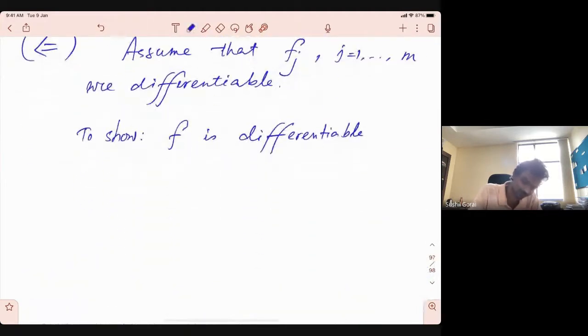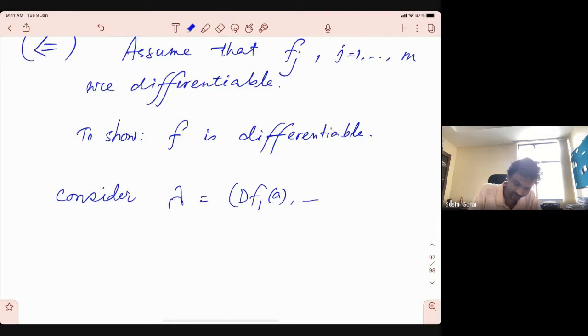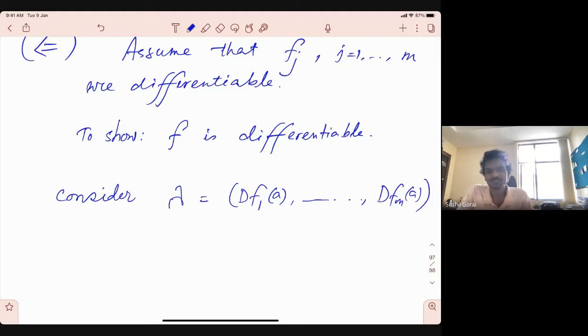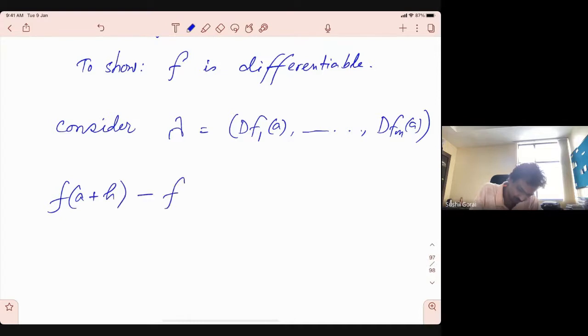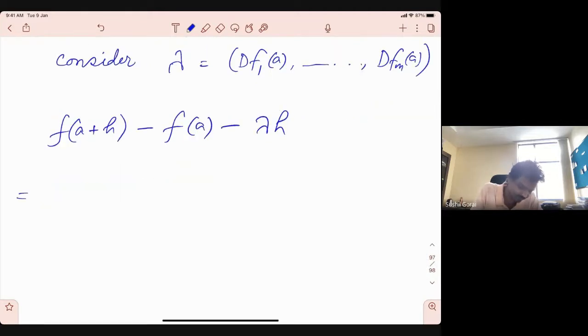We formulate this because we have the Tj's. So we consider lambda equal to (df1 at a, ..., dfm at a), so that should be T1, T2, ..., Tm. Now we want to show that f is differentiable with derivative lambda. So we look at f of a plus h minus f of a minus lambda h. What will this be? Can Sugata tell me?